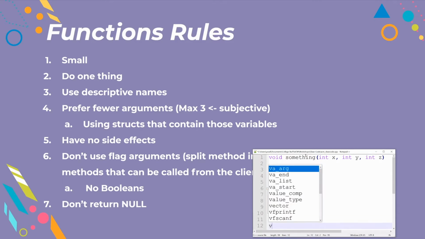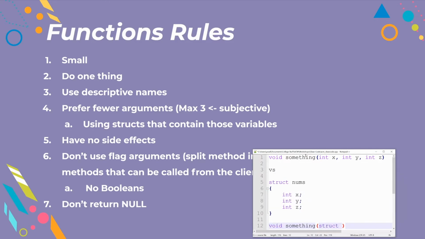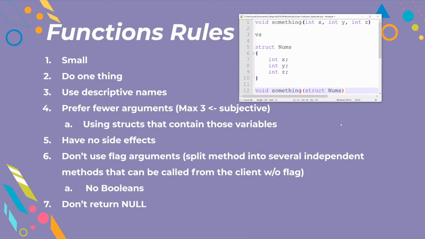Number 6 is don't use flag arguments. A flag means a boolean. If you pass in a boolean, that basically tells the function you can only do this or that, meaning 2 options. Ideally, you only want a function to do one thing. So yeah, don't pass in booleans in most cases. And then don't return null. So for 4, 6, and 7, these are all subjective. They can all be overridden.